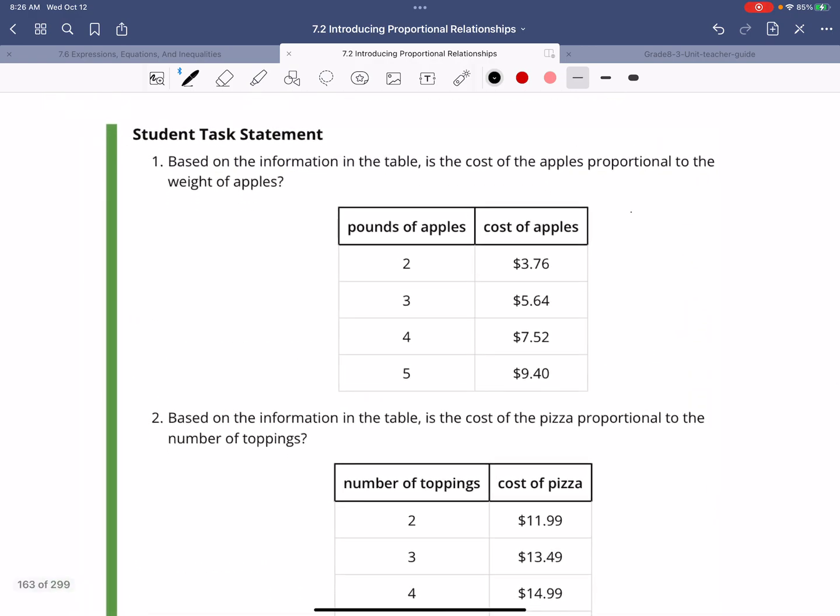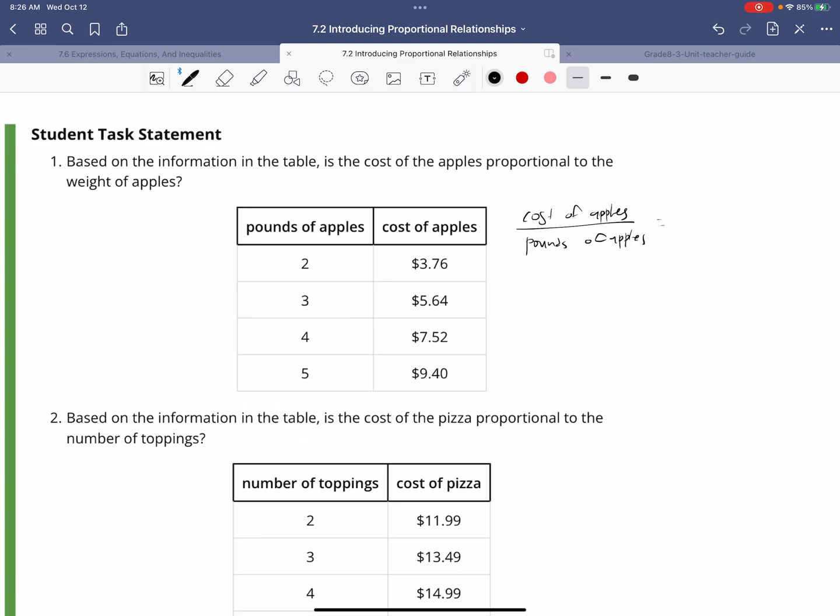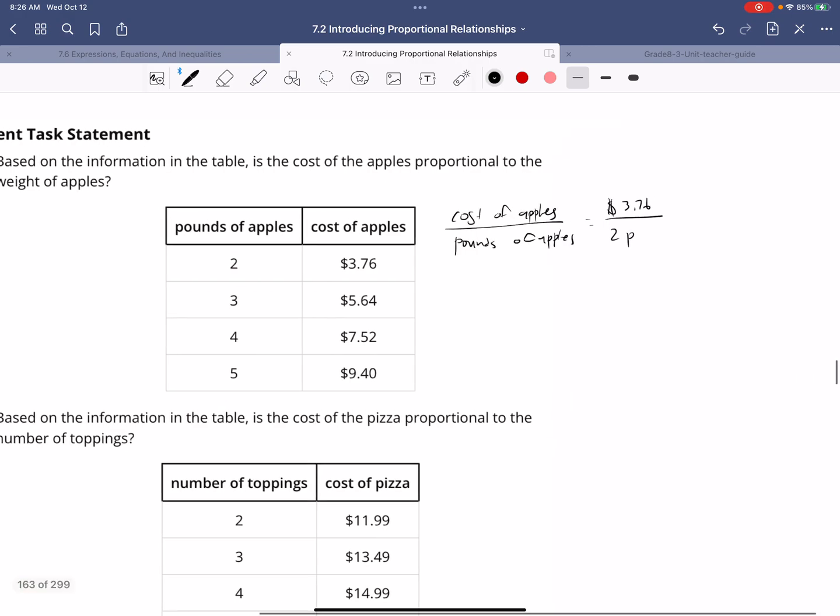So I got cost of apples over pounds of apples. We might be able to find out what 1 pound is equal to. The cost is $3.76 and 2 pounds of apples. What I'm going to do is divide the top and bottom to find something called a unit rate. A unit rate is when the denominator is just 1.